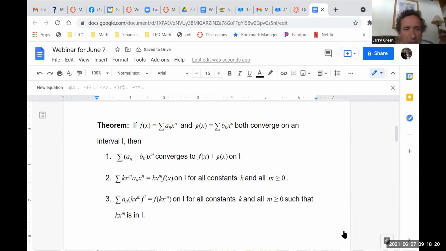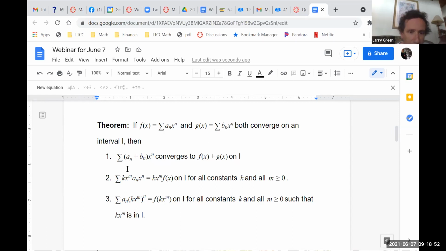So let's suppose f of x is equal to the summation of a_n x^n. If I don't put anything here, it's like 0 to infinity or 1 to infinity, whatever the example is. We're always going to infinity on these. And g of x is the summation of b_n x^n. Let's suppose both converge on the interval I. So we found the interval of convergence, and they have the same interval of convergence.